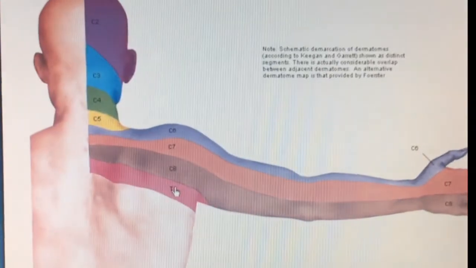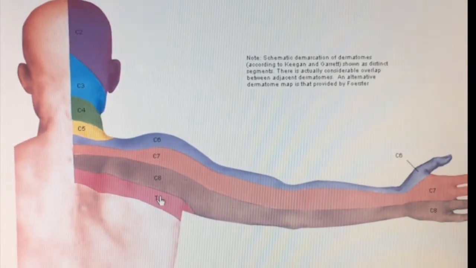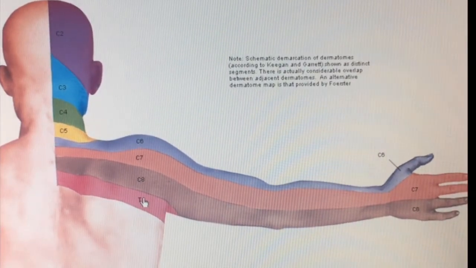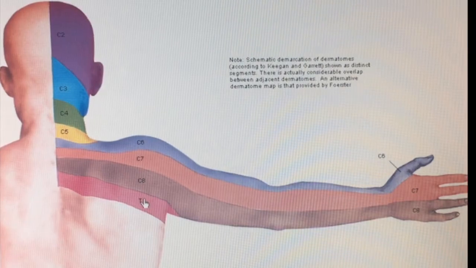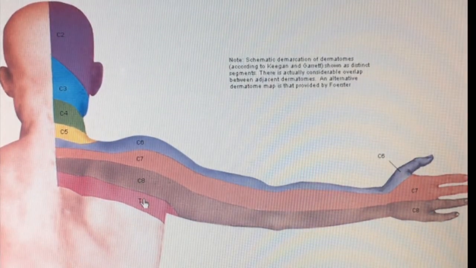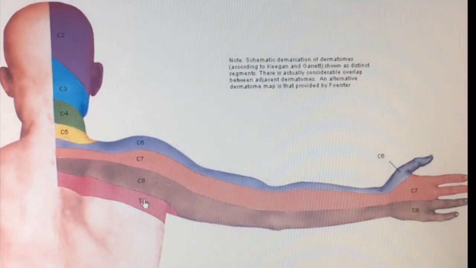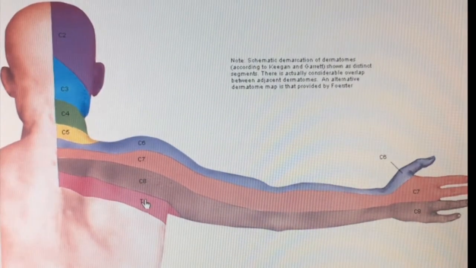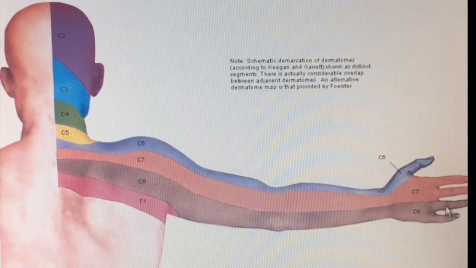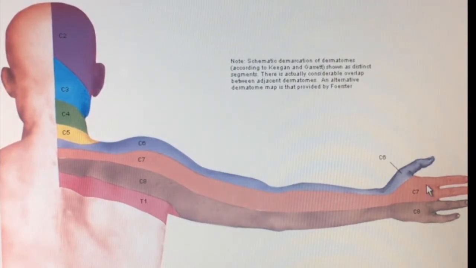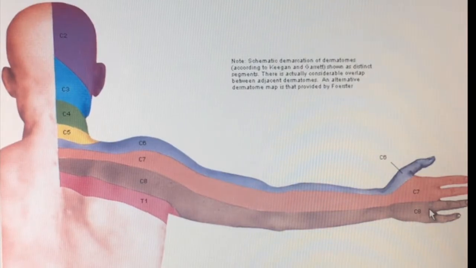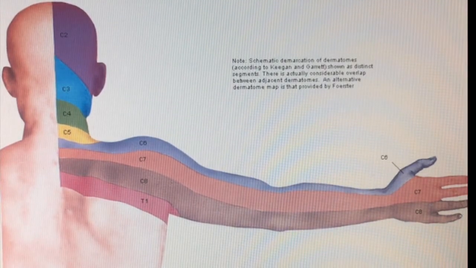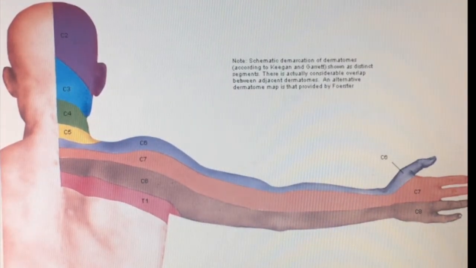Following it all the way to the right side of the screen, where we want to eventually see fingers, you realize that C6 covers the thumb, C7 covers the middle and index finger, while the C8 dermatome entirely involves the ring and little finger. So my emphasis here is that there is a huge difference when you see dermatomes versus the median or ulnar nerve. Should it be either the median or ulnar nerve, their demarcation line will cut across the length of the ring finger.